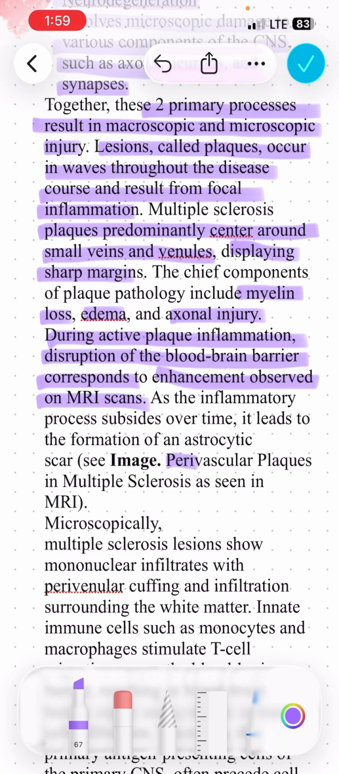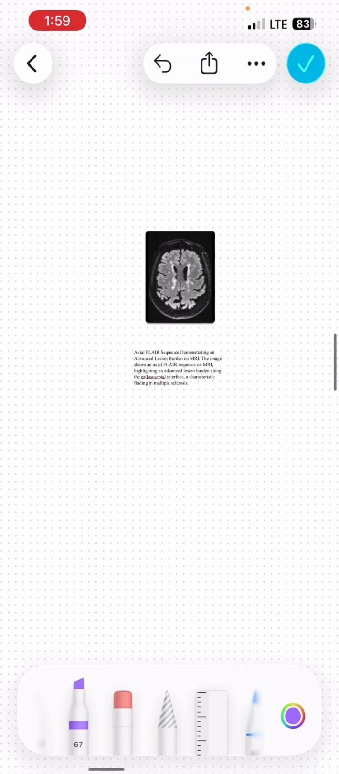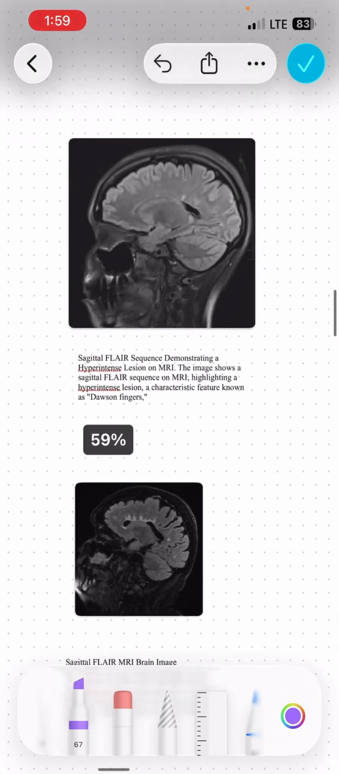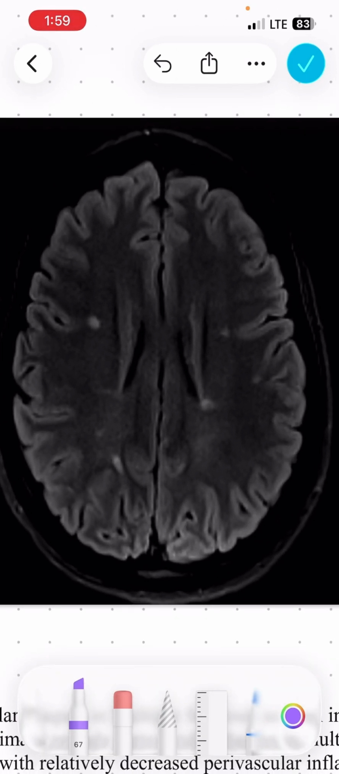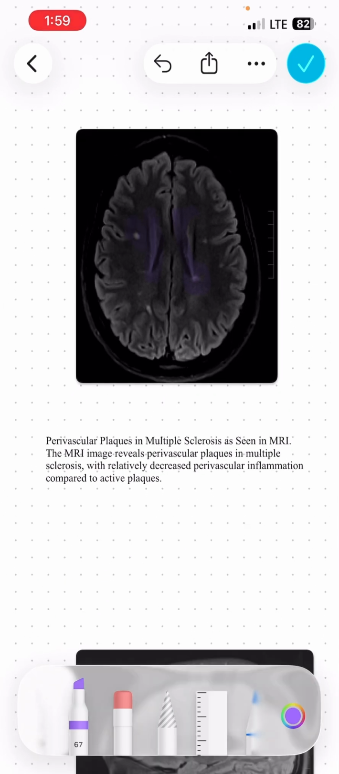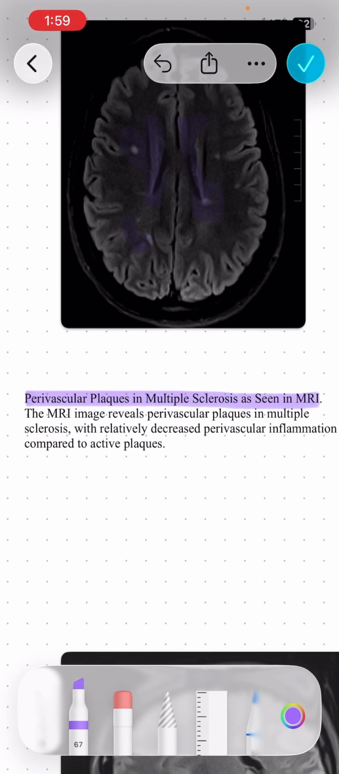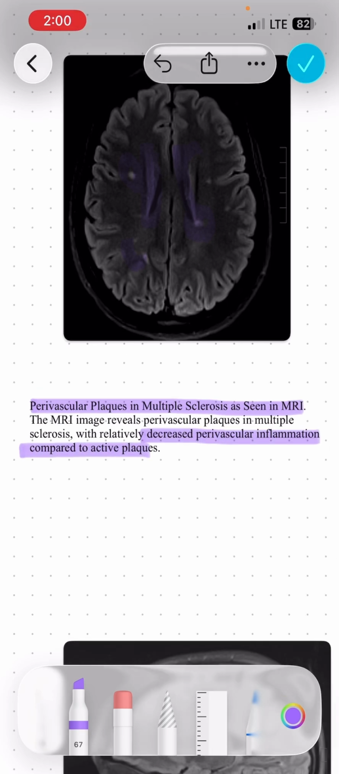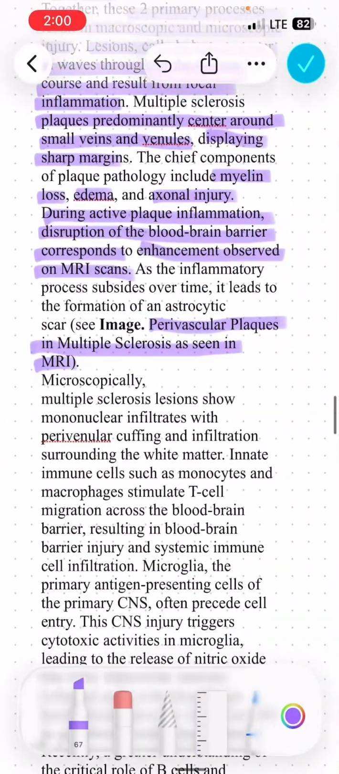We'll see the image showing the perivascular plaques in multiple sclerosis as seen on MRI. Let's see this picture first. These are periventricular plaques. Here you see the MRI first. What can you see? Just look through the ventricles. These periventricular plaques in multiple sclerosis are seen with relatively decreased perivascular inflammation compared to the active plaques. This is the picture of perivascular plaques in multiple sclerosis, what we were talking about.